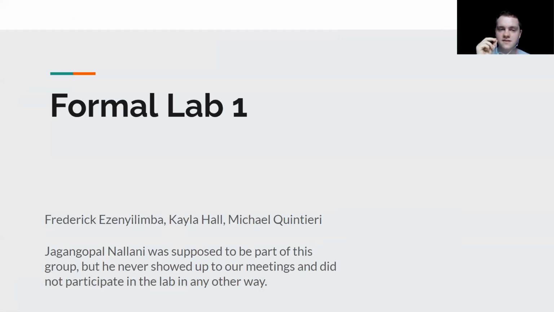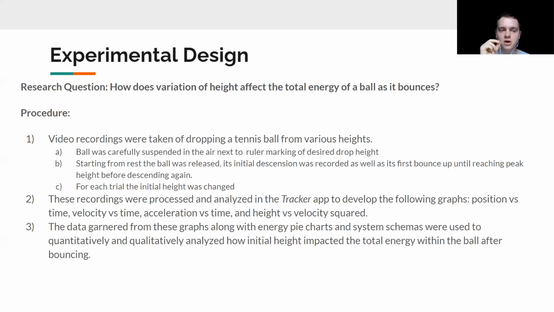Welcome to LB 273, Section 5, Group 7A's Formal Lab 1 presentation. Please note that Jagan Nalani was supposed to be part of this group, but did not show up or participate in the lab. So this is our experimental design. Our research question is how variation of height impacts the total energy of the ball as it bounces. And our procedure is fairly straightforward in Tracker, but it's also written on the slide.